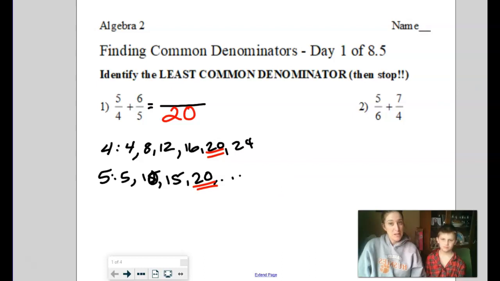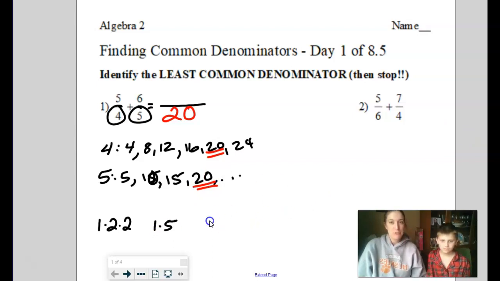Now, let me show you what you're really doing when you have a common denominator. You look at the numbers and write them in their factored form. So a 4 is really 1 times 2 times 2, and a 5 is really 1 times 5.